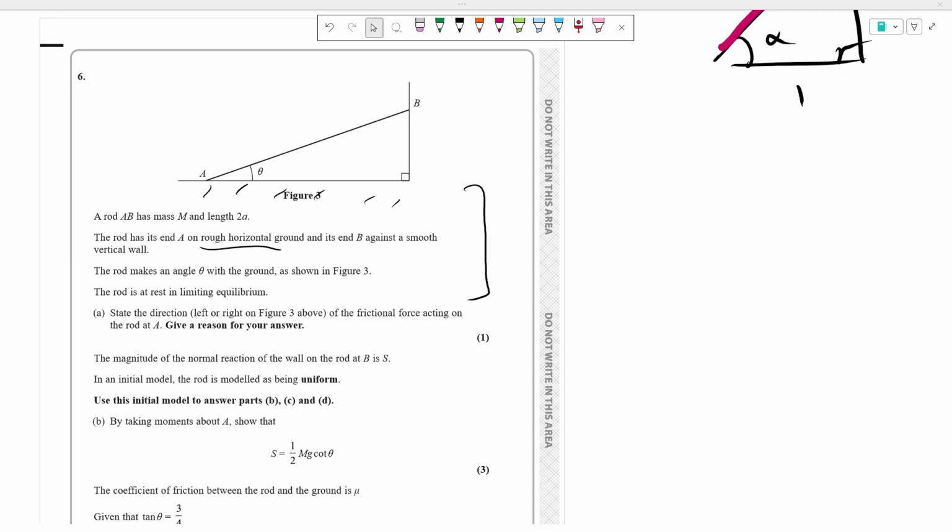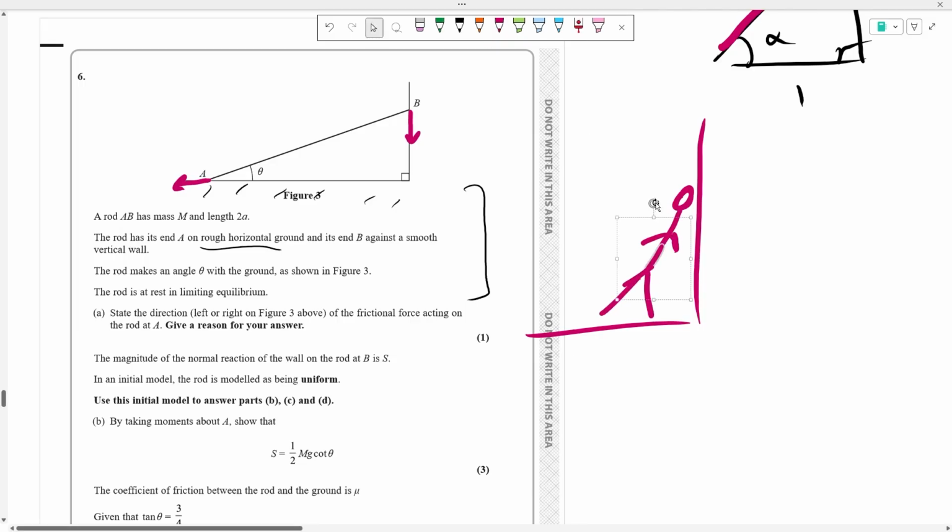So essentially, if it's sitting on the ground right now, what it's going to do is try to slip down the wall, right? The rod is trying to slip down the wall, and that means the rod will try to move forward at the same time. Imagine you're leaning on a wall. There's a guy that's leaning on the wall.